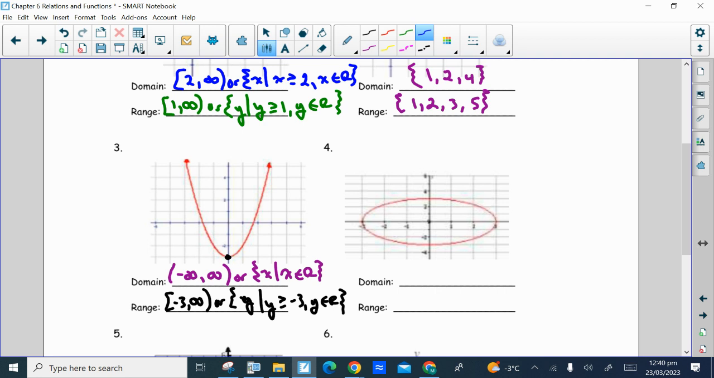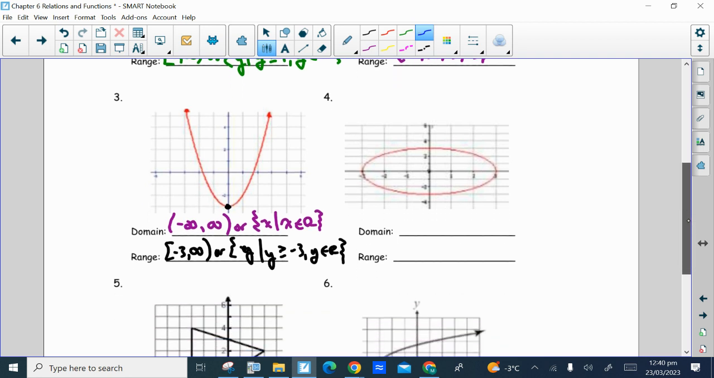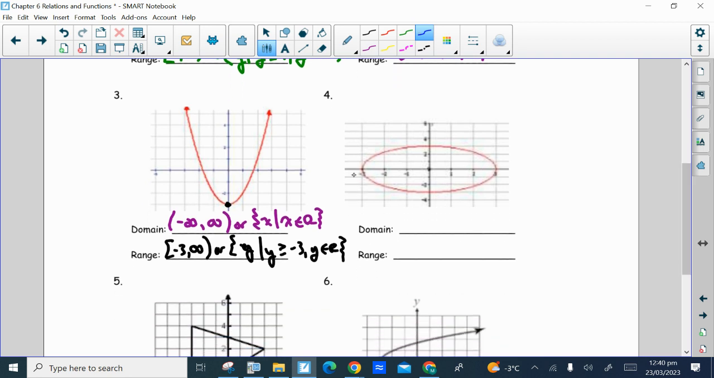Graph number 4 is an ellipse. This graph starts at negative 3 and goes to the right as far as positive 3. So remember, the domain is asking, does it go left and right and how far? So this goes as far left as negative 3, as far right as positive 3. Because those values are both included, we use the square brackets.